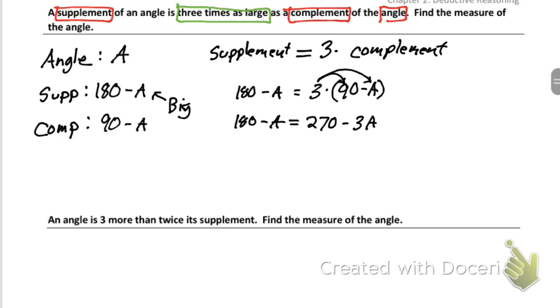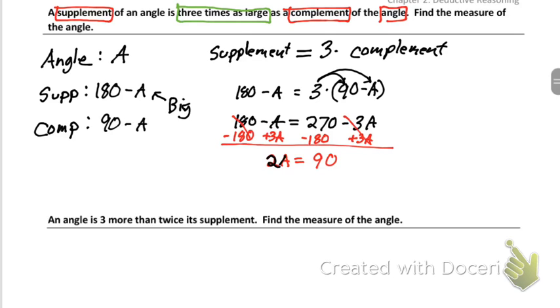All right, I'm going to do 2 steps in one. I want to get rid of that 180 on this side, so I'm going to subtract 180. That will get rid of that, but I have to subtract the same on the other side. Then I'm going to add 3A on this side to get rid of the 3A on that side, and I add it to this side. So I'm left with 2A equals 90.